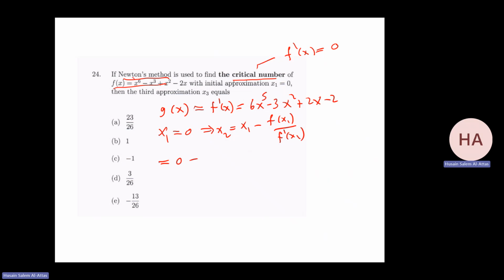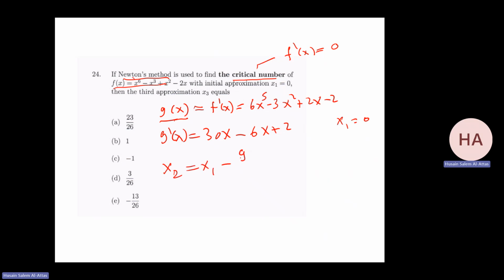I am working in this function g, not in f prime, not in f, on g. So I need g prime. G prime will be 30x to the power 4 minus 6x plus 2. Okay, now I have x1 equals 0. So x2 will be x1 minus g of x1 over g prime of x1. Since I need the critical number, I call this g, which is f prime. I need to find the zeros for f prime, not for f.